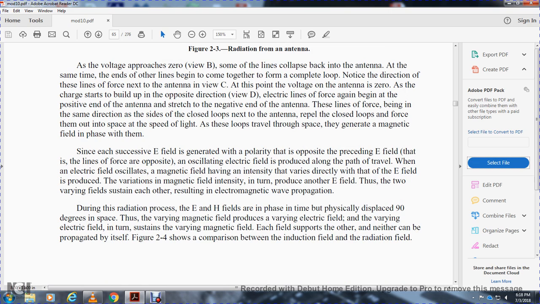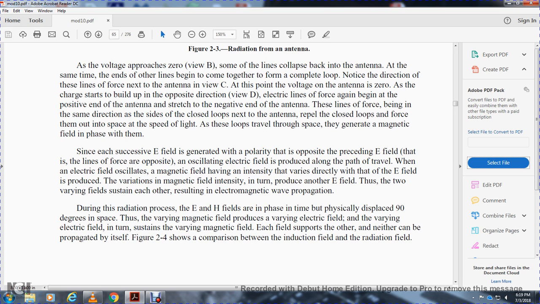Since each successive electric field is generated with a polarity opposite to the preceding electric field, that is, the lines of force are opposite, an oscillating electric field is produced along the path of travel. When the electric field oscillates, the magnetic field, whose intensity varies directly with the electric field, produces a variation in the magnetic field. The intensity in turn produces the electric field, so the two varying fields sustain each other, resulting in electromagnetic wave propagation. During the radiation process, the electric and magnetic fields are in phase in time, but physically displaced by 90 degrees in space.